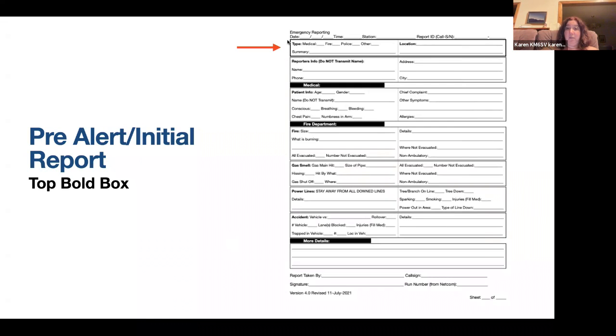So this top bold box at the top of the form, and this box is located on both sides of the form, is going to be all the information that we need in order to make that initial report. Your initial focus is going to be getting enough information from the reporting party to make that initial report.